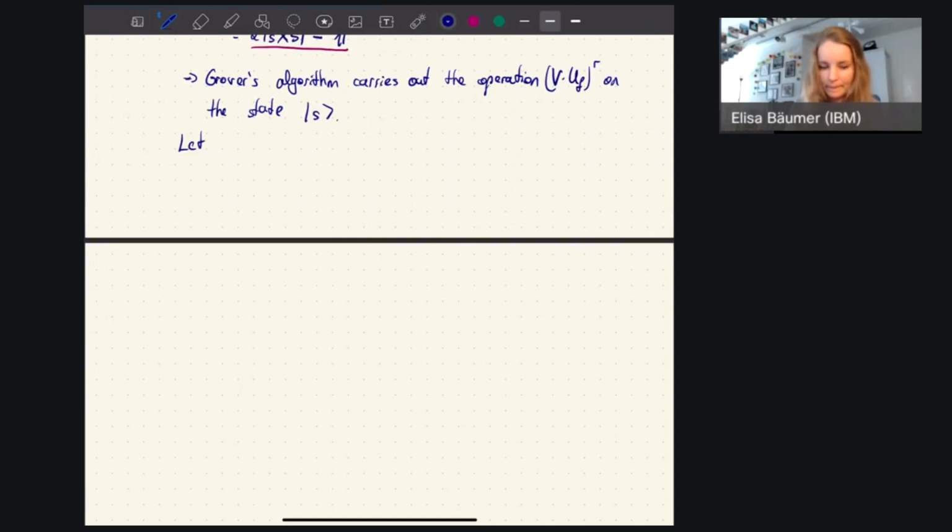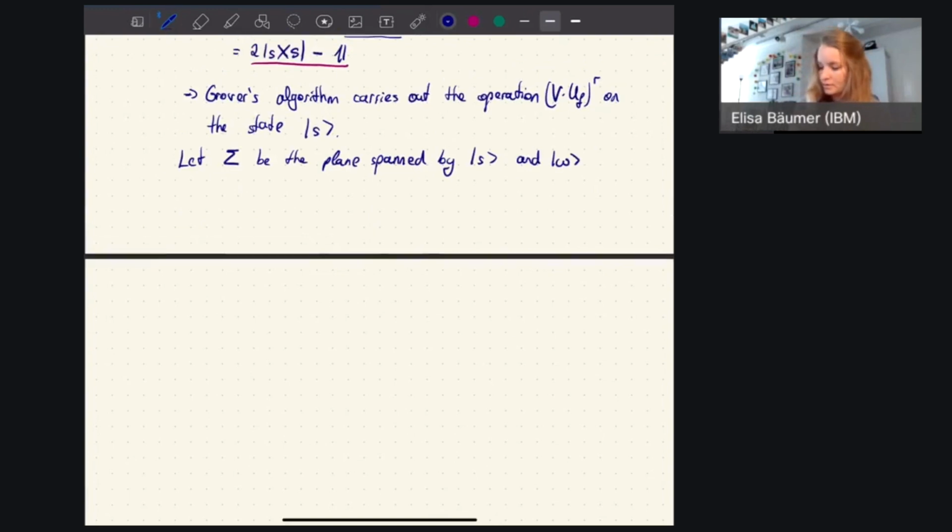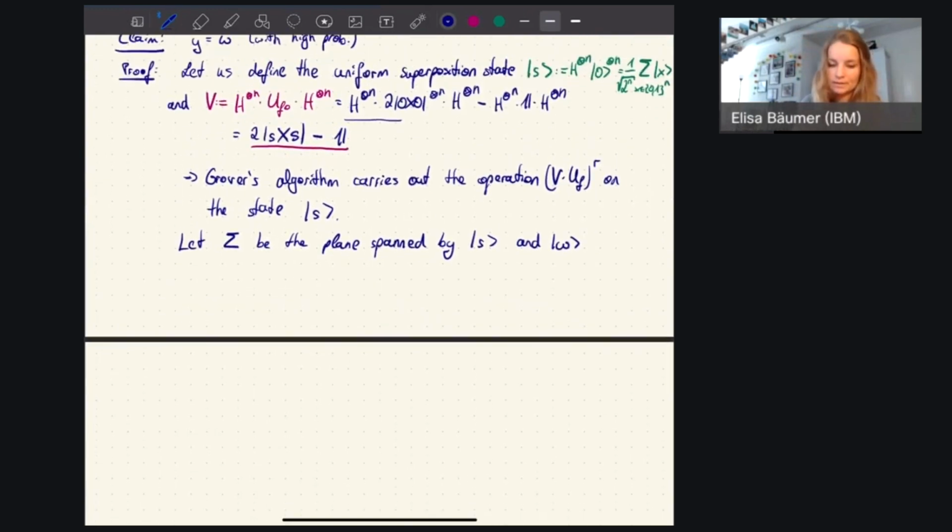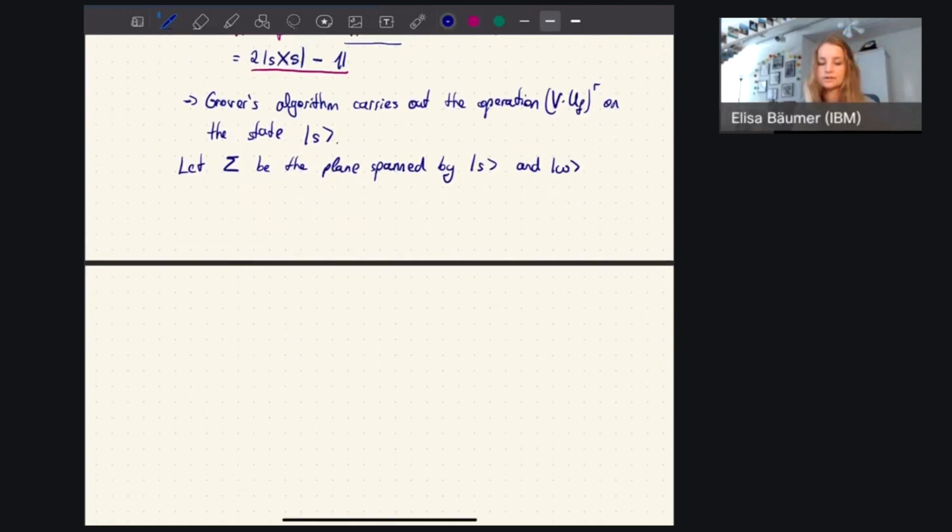Now we define, as another definition, sigma to be the plane that is spanned by S and by W. So S is our superposition state and W is the element that we're looking for. They are just two arbitrary vectors in the big Hilbert space, but we can always say that they span a plane. They don't need to be orthogonal for that, of course. They are actually not.